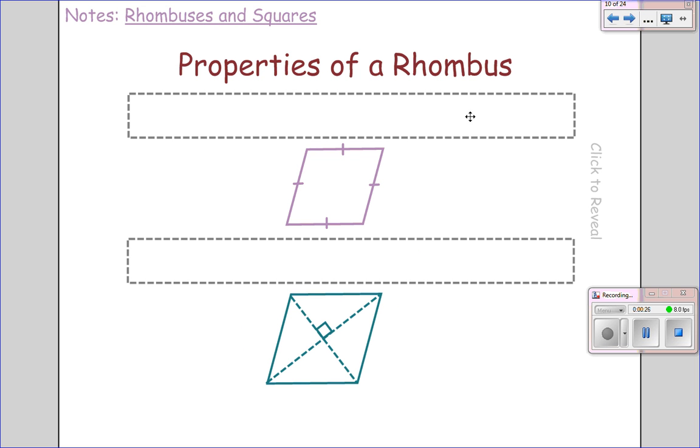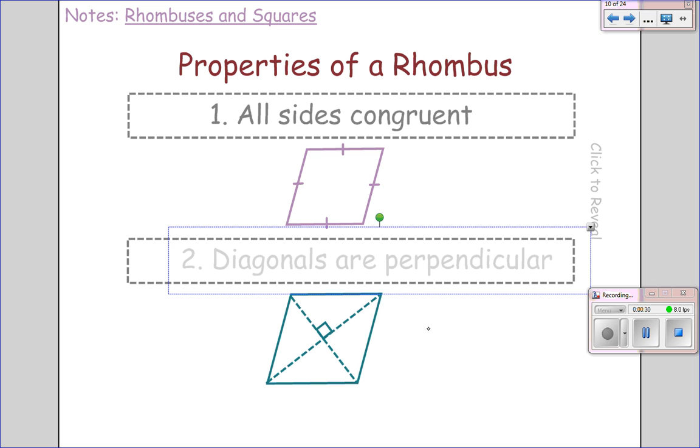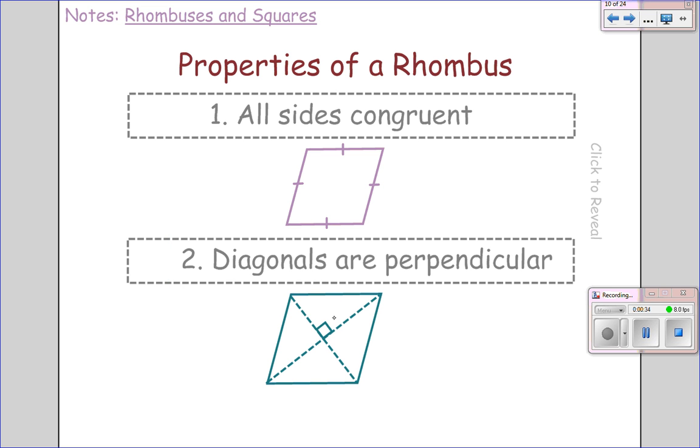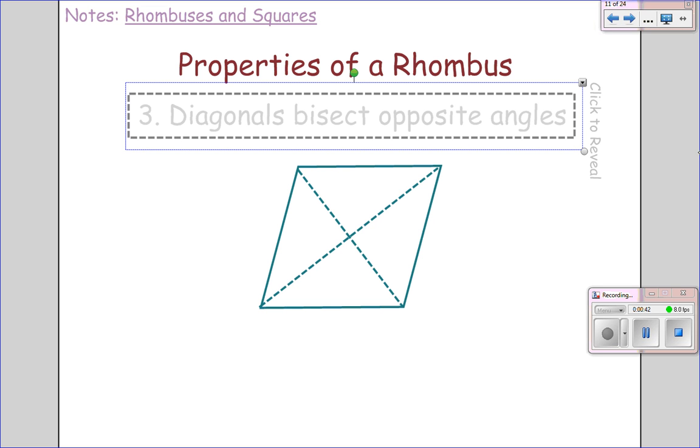Some properties of a rhombus: first off, all the sides are congruent like we discussed. Second, the diagonals are perpendicular, so they make a right angle here. Now, of course, every time you see a right angle, you know you might have to use the Pythagorean theorem. And finally, the third property is the diagonals bisect opposite angles.